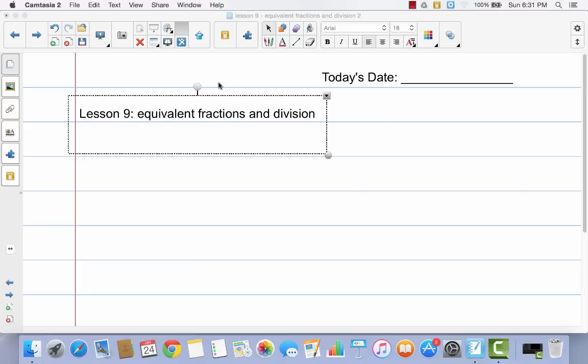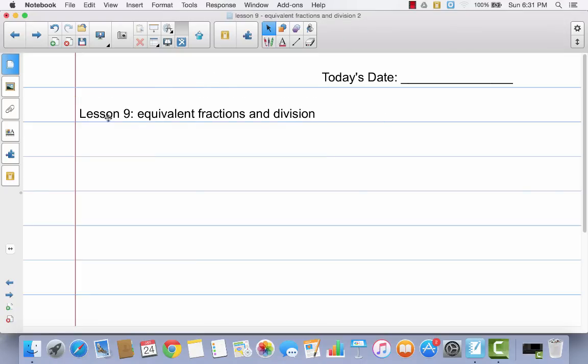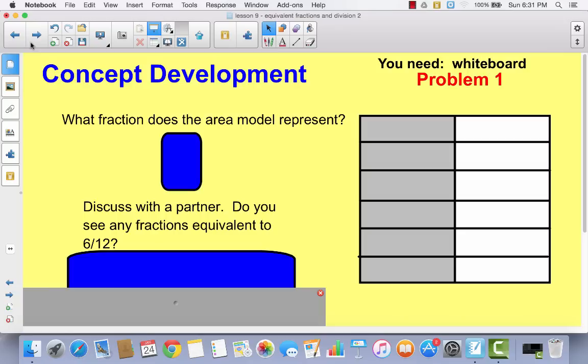In your math journals, I want you to write today's date. I also want you to write Lesson 9, equivalent fractions and division. We're going to be drawing two area models in our math journals today. Once you are ready, I want you to come back to the video and we'll get started.